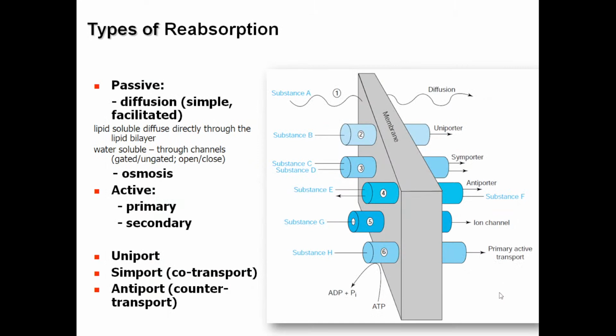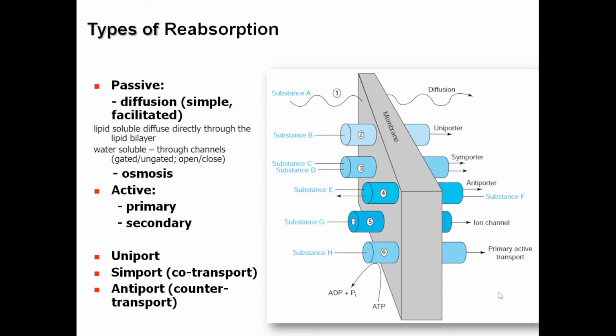So what are the possible types of transport of reabsorption? As you might remember, types of transport could be divided into active and passive based on whether the energy is consumed or not, and if it happens along the concentration gradient or against the concentration gradient. Passive types of transport include diffusion, which could be simple and facilitated, and osmosis.